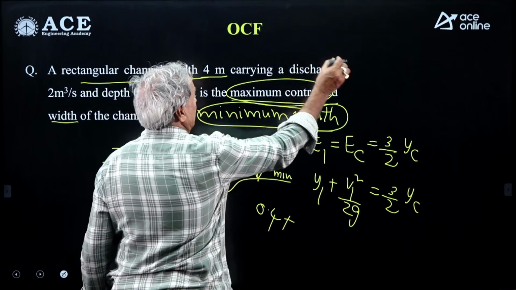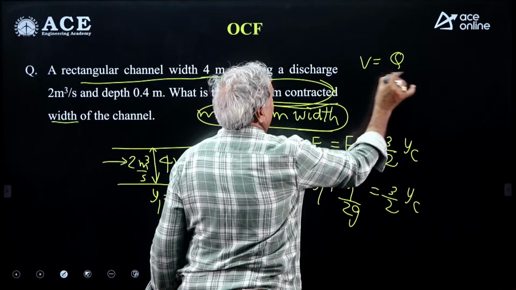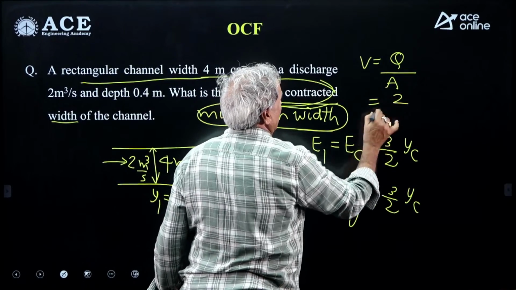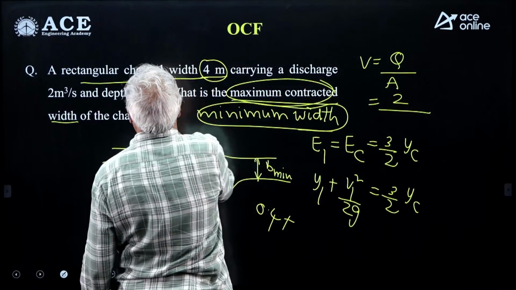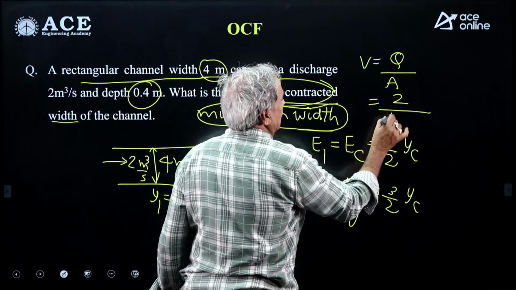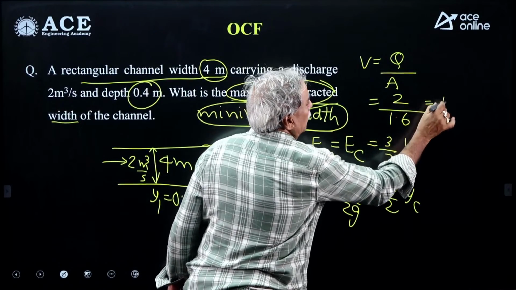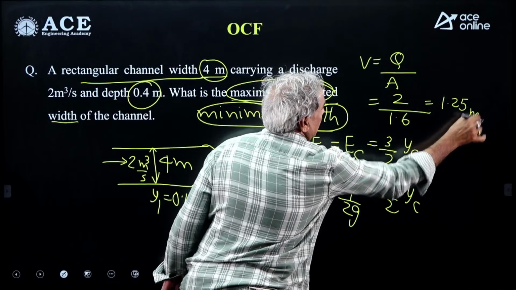V is the velocity, discharge by area. Discharge is 2. Area is bed width into depth, that is 4 into 0.4, 1.6. It is 2 by 1.6, that is 1.25.